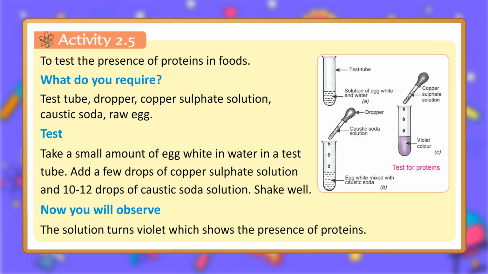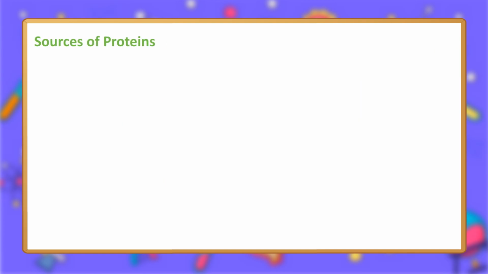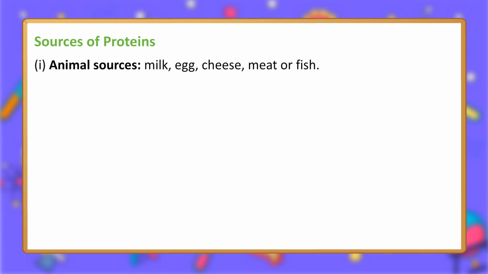The solution turns violet, which shows the presence of proteins. Test for proteins: in a test tube, take a solution of egg white and water. Add copper sulfate solution with a dropper, and caustic soda solution. Egg white mixed with caustic soda gives a violet color.